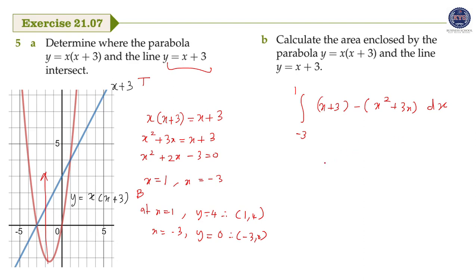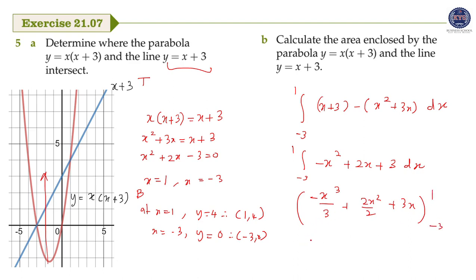So if you calculate here, you simplify further. Okay, negative 3 to 1. Therefore you get negative x squared plus 2x plus 3 dx. Okay, negative x cubed over 3, plus 2x squared over 2, plus 3x, from negative 3 to 1. Therefore later you will get 10 2 over 3.